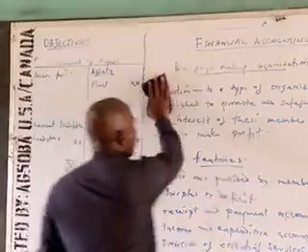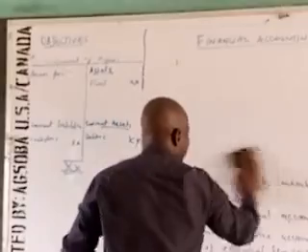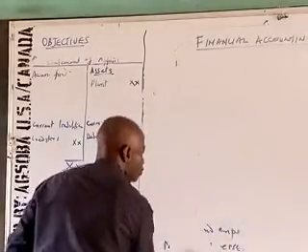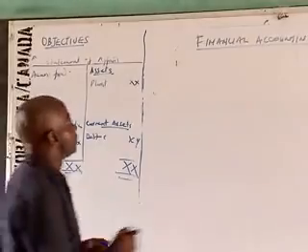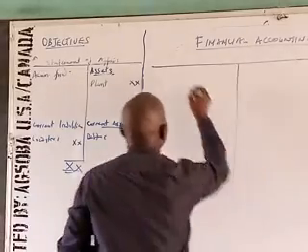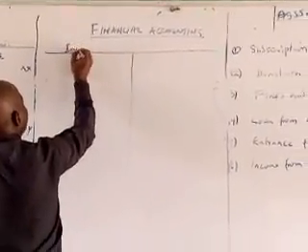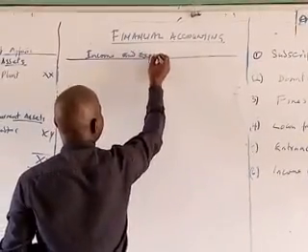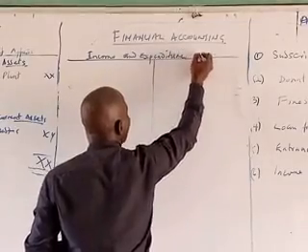Then we now prepare what we call the income and expenditure account, because we would have been given receipts and payments in your account. We have what we call income and expenditure accounts.